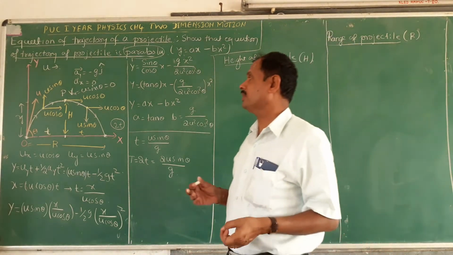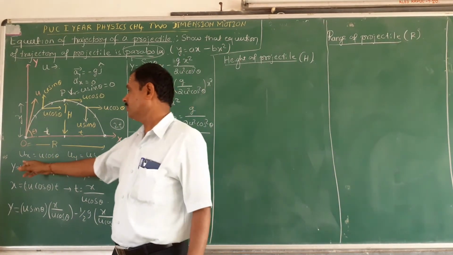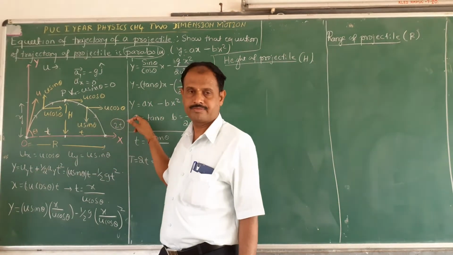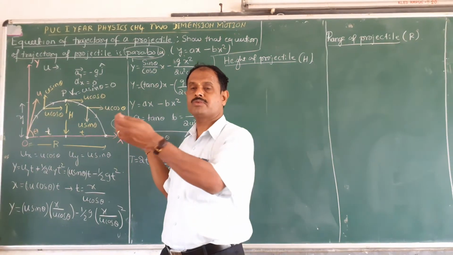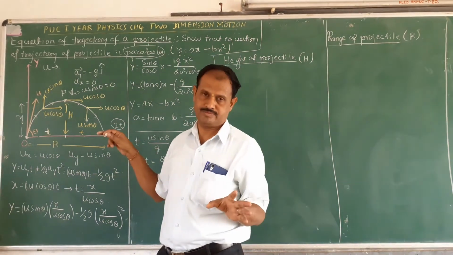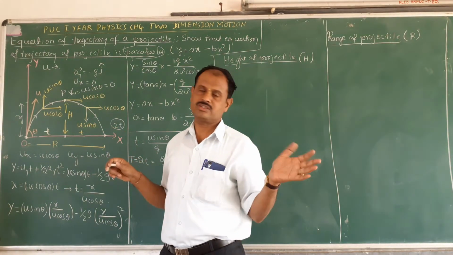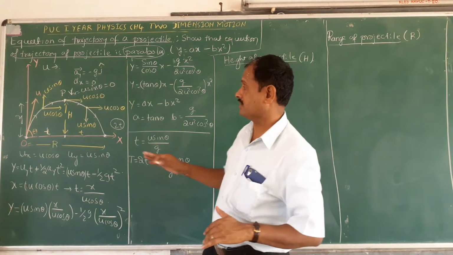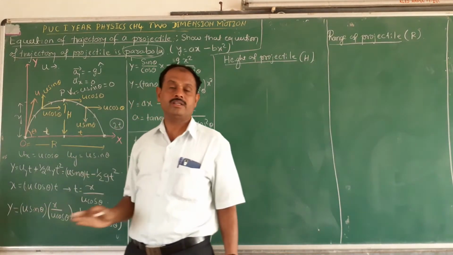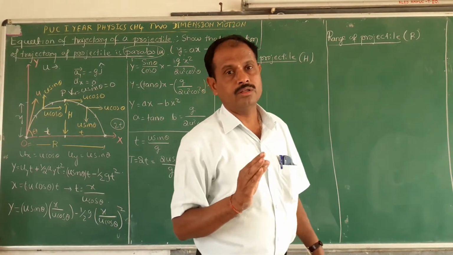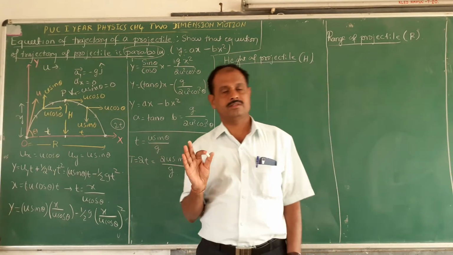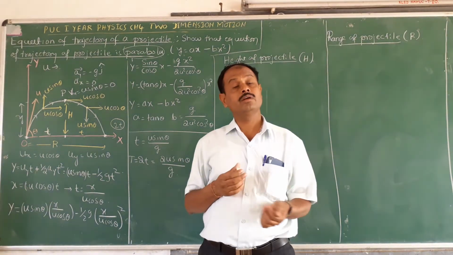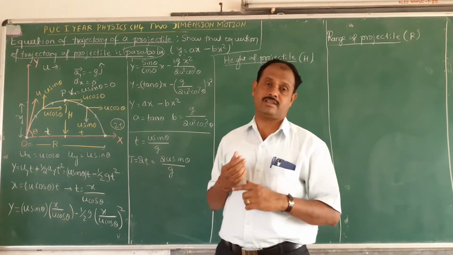One component is ux = u cos theta. It is horizontal. Throughout the projectile motion it is uniform, there is no change in the direction. The other component of velocity is the vertical component, u sin theta. Its magnitude varies, and not only the magnitude varies, but the direction also changes.